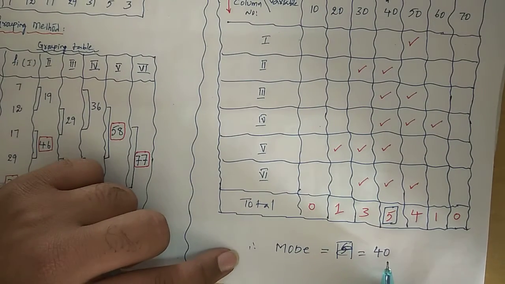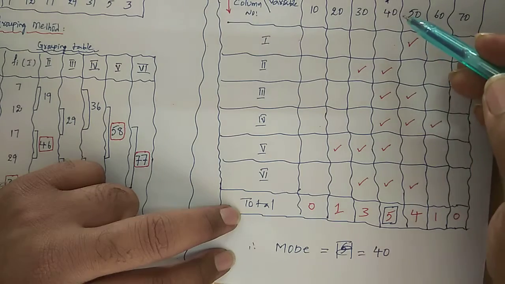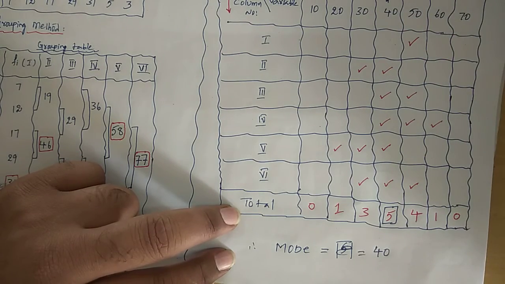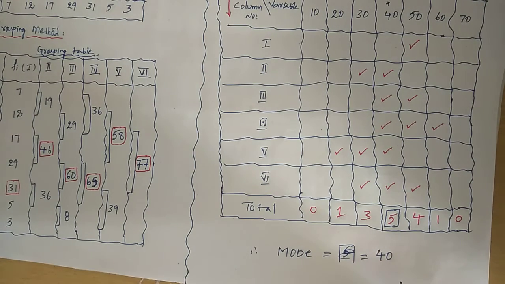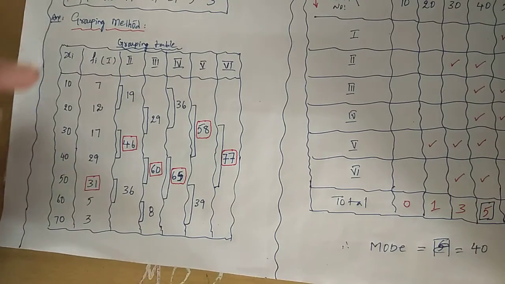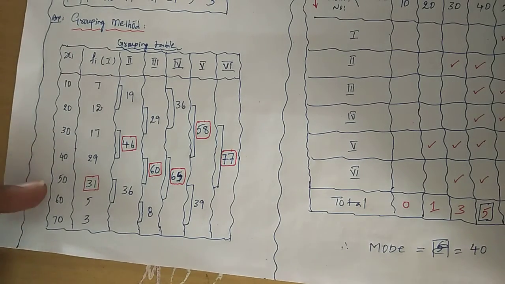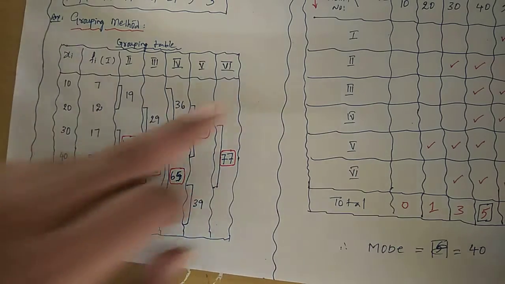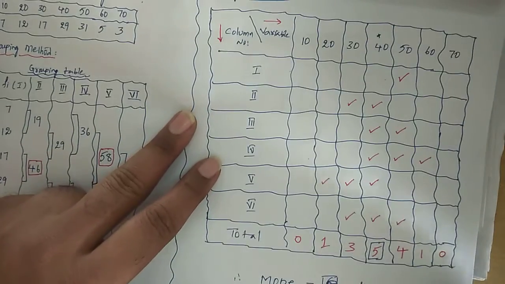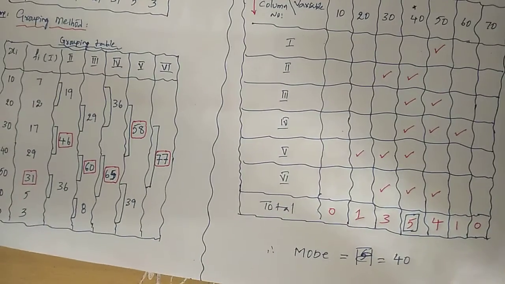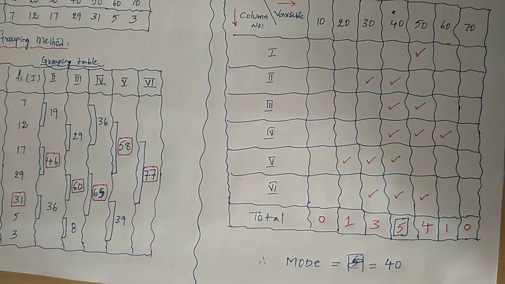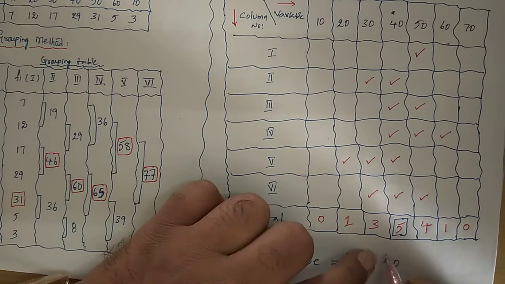So mode is 40. So not the total, but corresponding variable value. Be careful. Okay. So this is the calculation of mode under discrete series by grouping method. So how many stages are there? 2 stages are there. One is grouping table and one more is analysis table. So how many columns you get? Exactly 6 columns. Very, very important model. You have to practice, otherwise it's very difficult to remember this method.